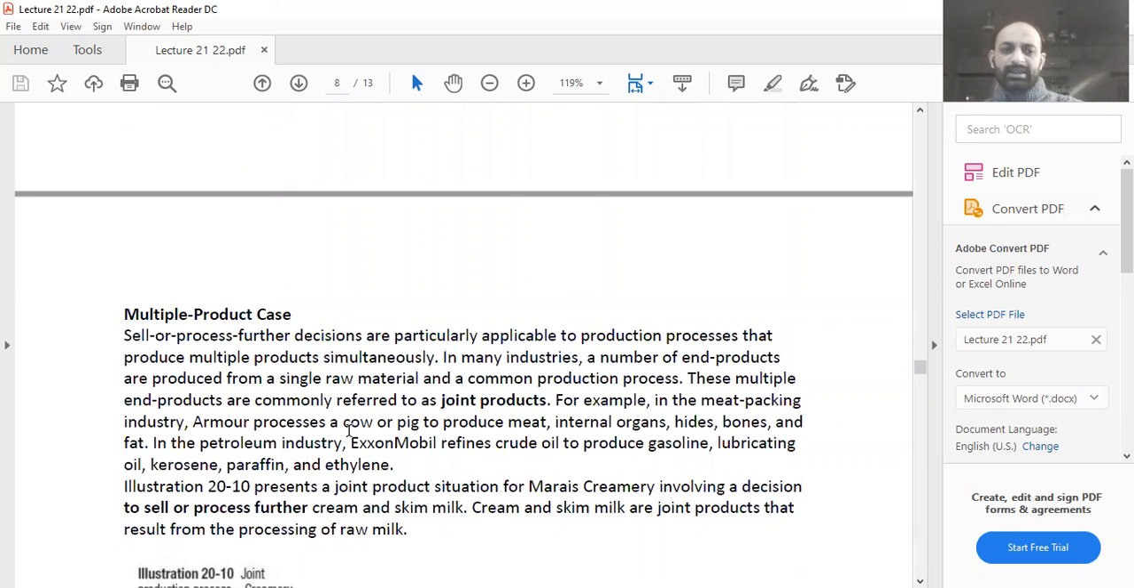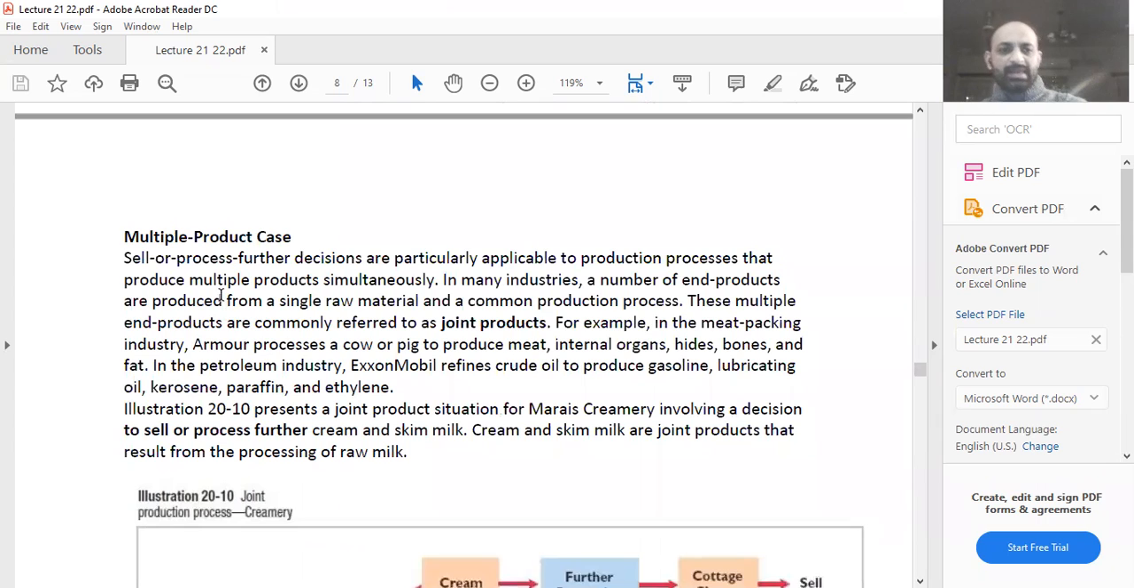Now we look at the multiple product case. Sell or process further decisions are particularly applicable to production processes that produce multiple products simultaneously. In many industries, a number of end products are produced from a single raw material and a common production process. These multiple end products are commonly referred to as joint products.